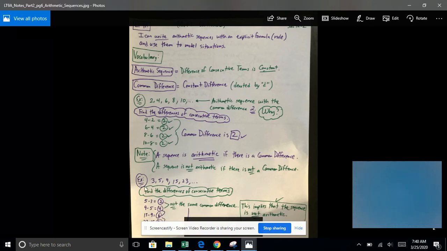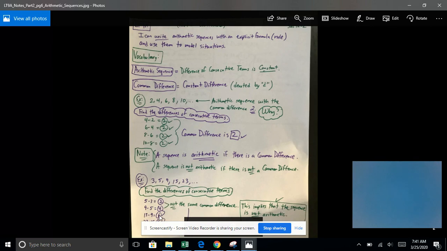Here's another example on the bottom here. 3, 5, 9, 15, and 23, dot, dot, dot. So first step, find the differences of the consecutive terms. So we have 5 minus 3, which is 2. Then we have 9 minus 5 for these two consecutive terms, which gives us 4. I could stop right there and say it's not the same, because there's no common difference, because you have a 2 here and a 4 here. They're not the same.